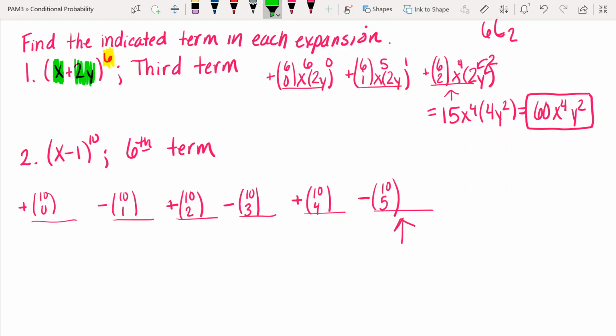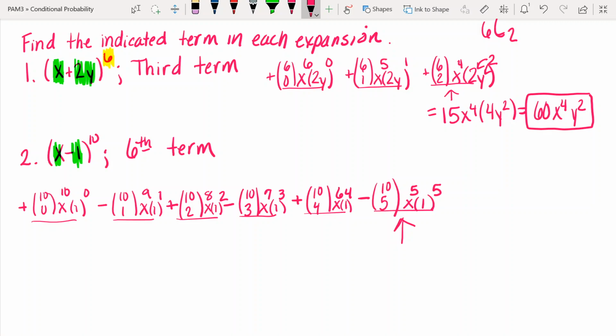Inside your parentheses, there's an x and there's a 1, in that order. Everybody gets an x and a 1. Then we put in our exponents. It would start 10, 0, 9, 1, 8, 2, 7, 3, 6, 4, 5, 5. That's the one I needed, 5, 5.